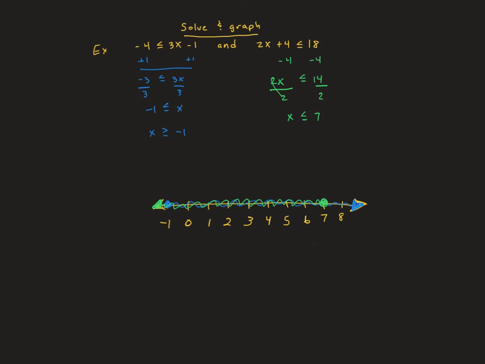My solution falls somewhere between and including negative 1 and 7 because that's where my two inequalities overlap. And that's the big thing there. You solve these the same way that you would solve an equation, and just remember your golden rule. When multiplying or dividing by a negative number, you want to make sure that you flip or rotate your inequality. And that is it.